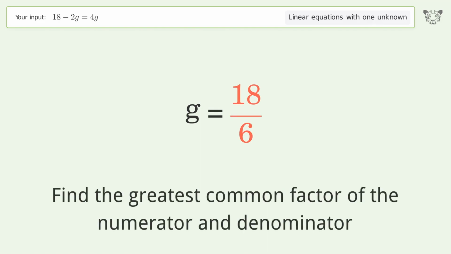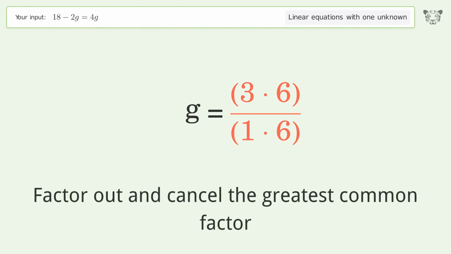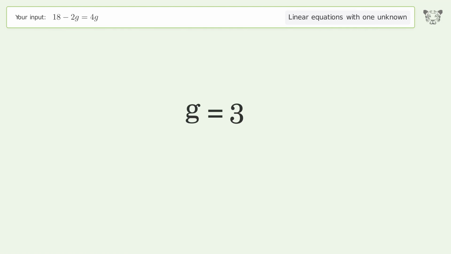Find the greatest common factor of the numerator and denominator. Factor out and cancel the greatest common factor. And so the final result is g equals 3.